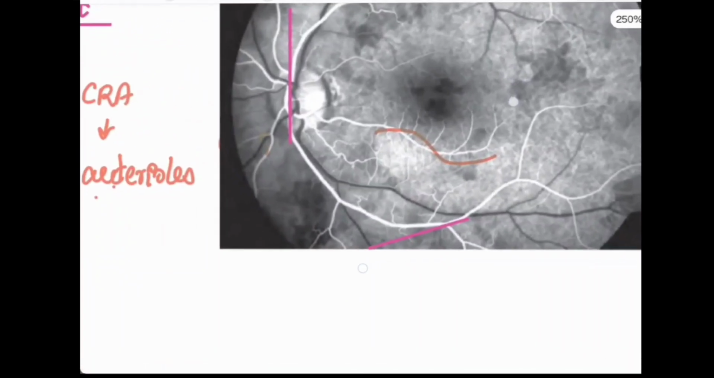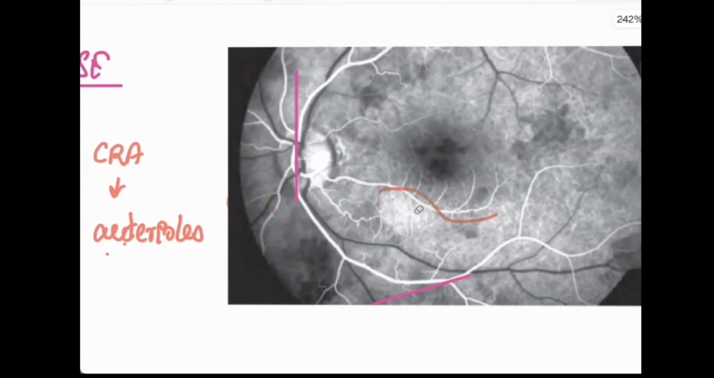Arterial phase of the angiogram showing the filling of the arterioles. Note the patchy background choroidal fluorescence.